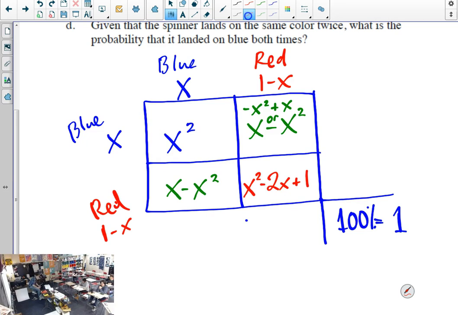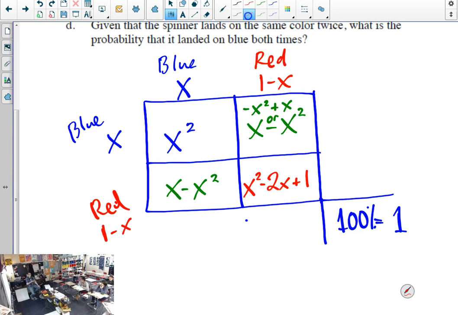All right, we're gonna jump to D. Given that the spinner lands on the same color twice, what is the probability it was blue both times? So how do we find our total region now? X squared plus x minus x squared plus x minus x squared plus x squared minus 2x plus 1 equals 1. And solve for x. And then you find x.